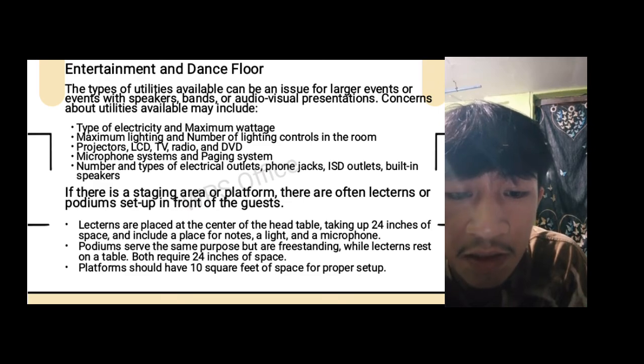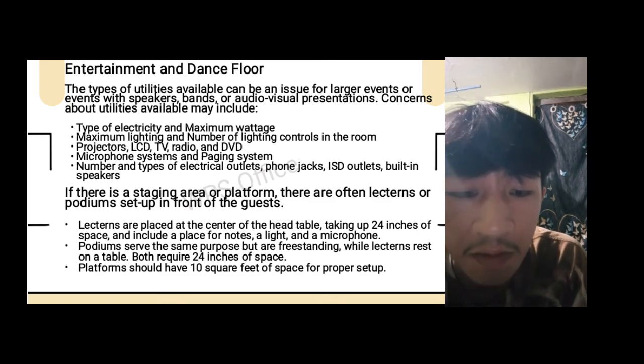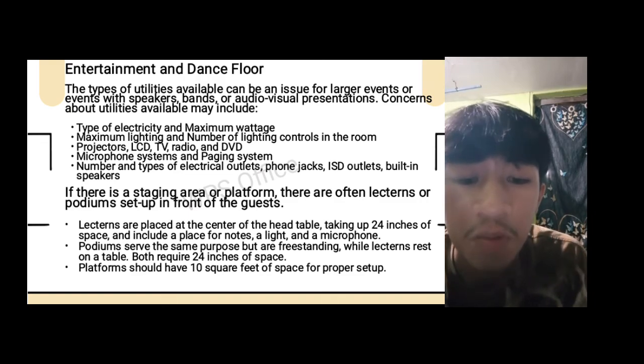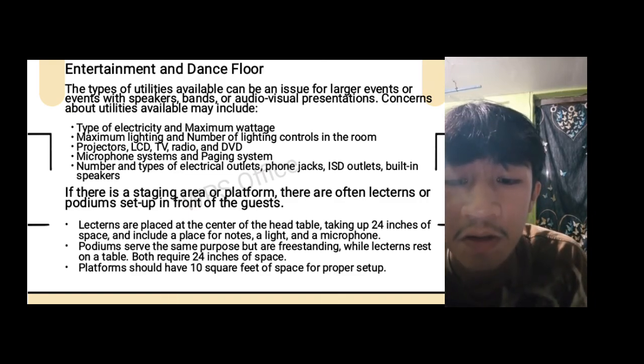LCD outlets, built-in speakers. If there is a staging area or platform, there is often a lectern or podium set up in front of the guests. Lecterns are placed at the center of the head table, taking up 24 inches of space, and include a place for notes, and lights and microphones.